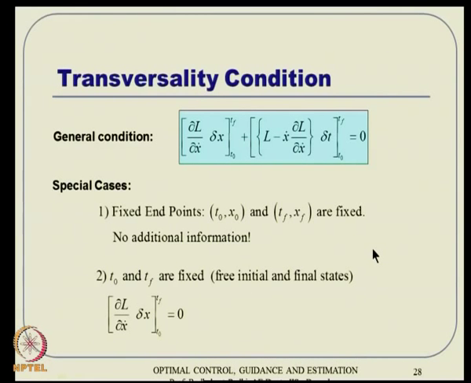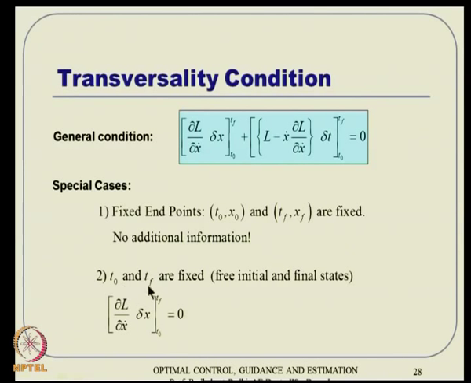Then we also observe on the way that there is a generic transversality condition, which turns out to be something like this, and then using this transversality condition in various cases, your boundary conditions can be derived. Suppose it has fixed endpoints, that means t naught, x naught and t f, x f both are fixed, then it does not give any additional information.